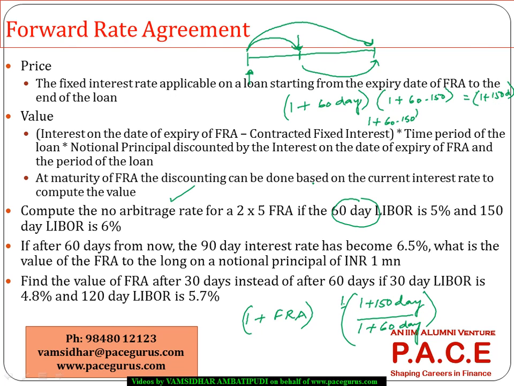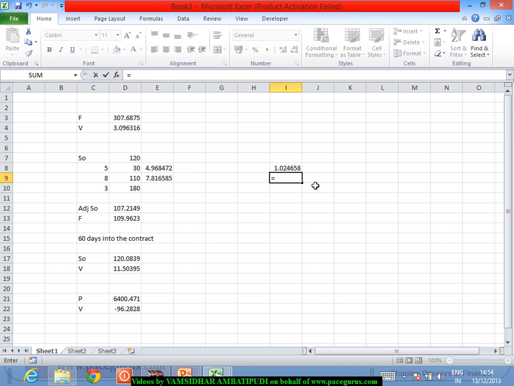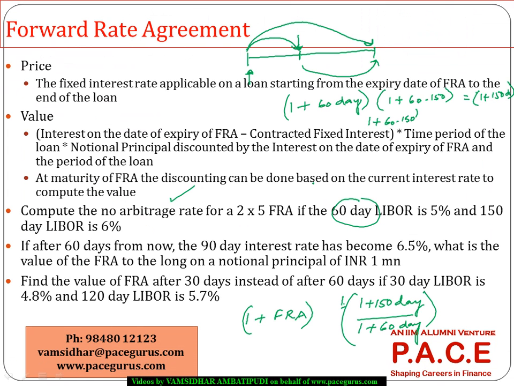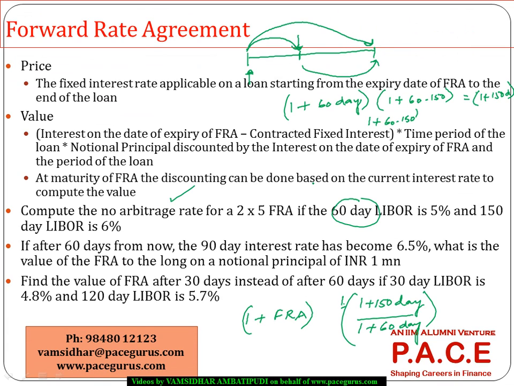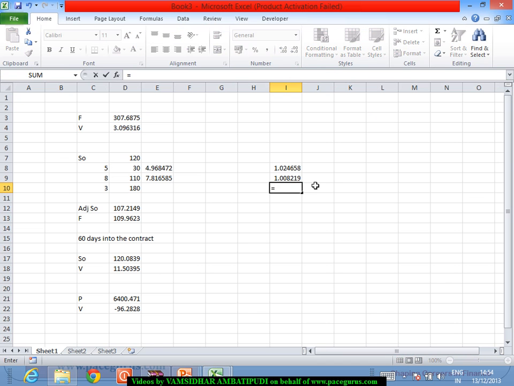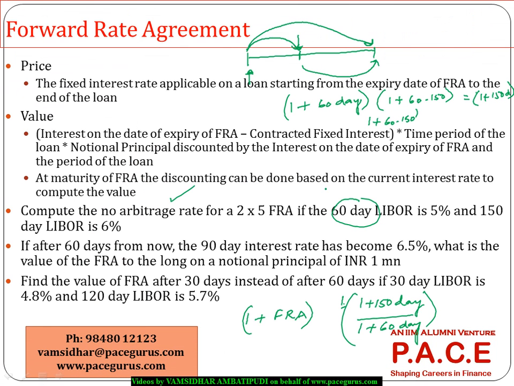Same way, divided by 1 plus the 60-day rate. For a 60-day period the LIBOR is 5%, so 5% times 60 by 365. This is going to be the 1 plus 60-day rate. So between 2 and 5, it is nothing but 1.024 divided by 1.008. So 1 plus FRA is going to be this, and the FRA is going to be 1.63%. Right? The FRA is 1.63%, and this is for only a 90-day period.